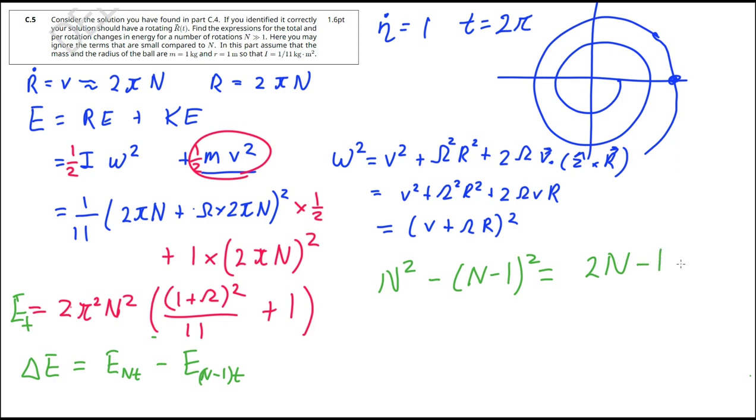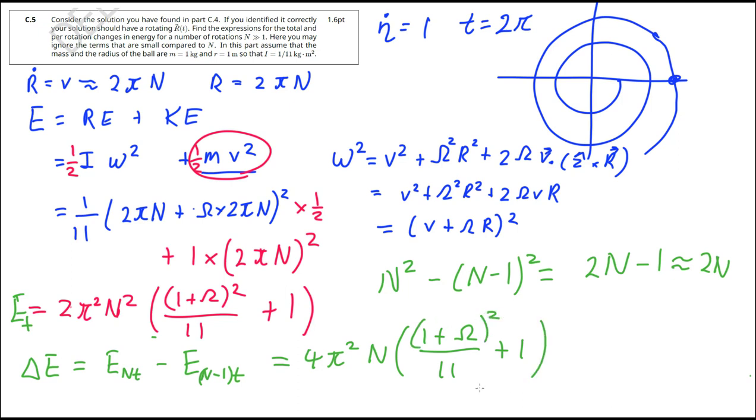Now when n is very large, we can ignore the 1, so this is just going to be equal to 2n. That means we just have to double this expression in here, and so we get 4 pi squared n times 1 plus omega over 11 plus 1, all squared. And that's going to be the change in energy for one cycle. Now the version of the solutions that I've got doesn't have pi squared, it's just got 4, but I believe that that's an error. Alright, and that is a very long and difficult problem over.